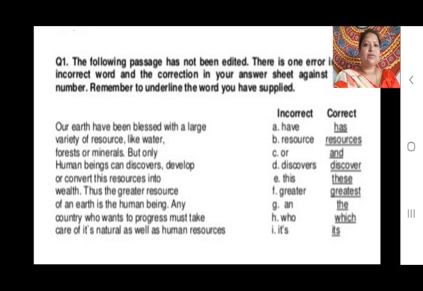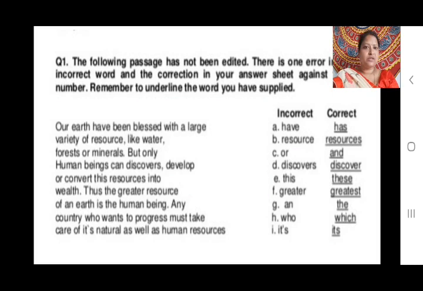Our earth has been blessed with a large variety of resource. Large variety refers to plural, so here it will be resources like water, forest or minerals. Here the conjunction is wrong. In place of or, it will be and. But only human beings can discovers. After modals you can't use s or es, so modals will be written and after that discovers will become discover.